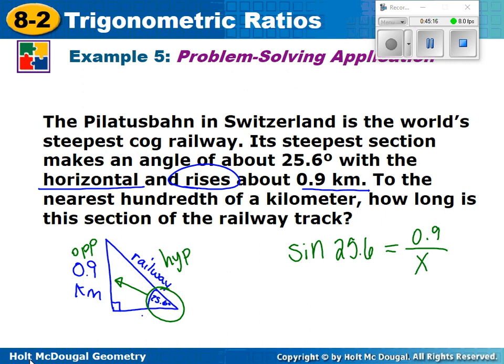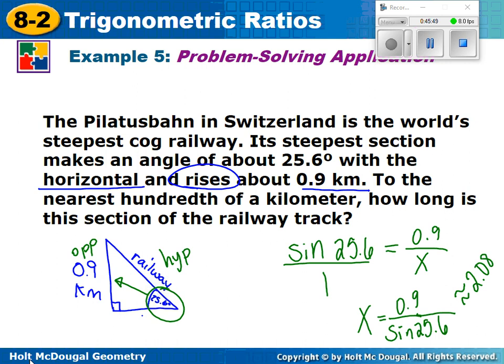When x is down low, you switch. Or you can put this over 1 and cross multiply. If you switch, it makes it really fast. You just do 0.9 divided by the sine of 25.6. And we're going to round according to the directions to the nearest hundredth. So what is it? Did you type something in incorrectly? Oh, yeah. Okay, check it. So you got 2.08 kilometers. Don't forget your units.